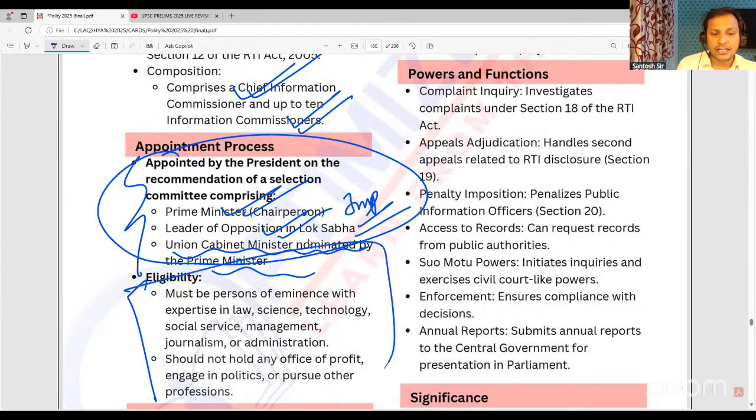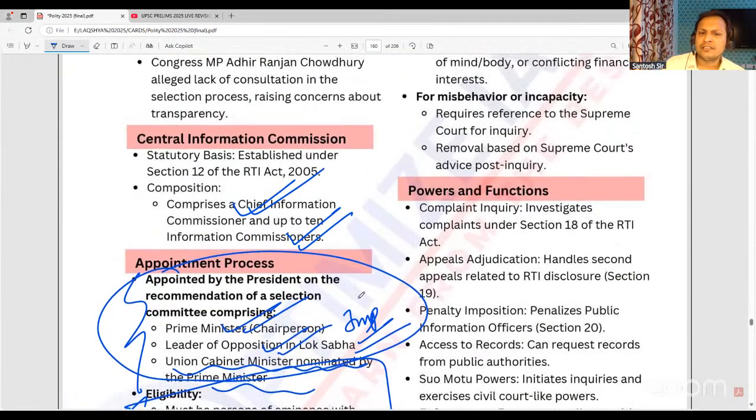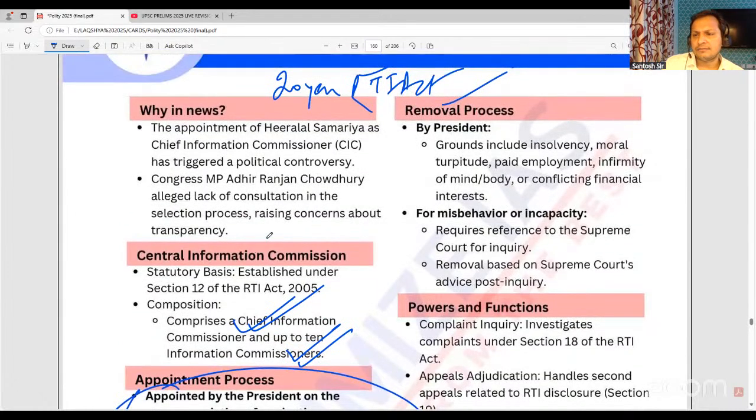And guys, you need to know the qualification for becoming a member of the CIC. They should not hold any office of profit. So just go through the CICs and SICs and the provisions for appointment, because generally the focus is on the appointment, or on the nature of the body. And guys, tenure is also important.